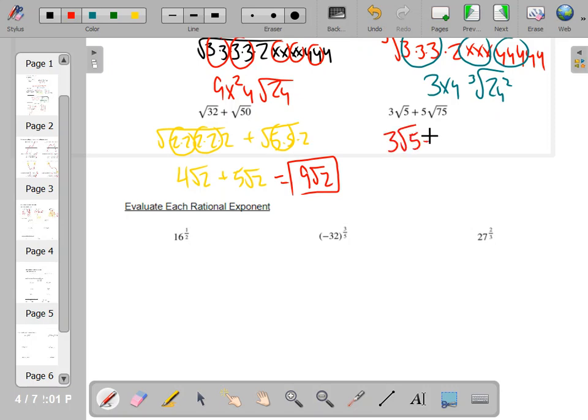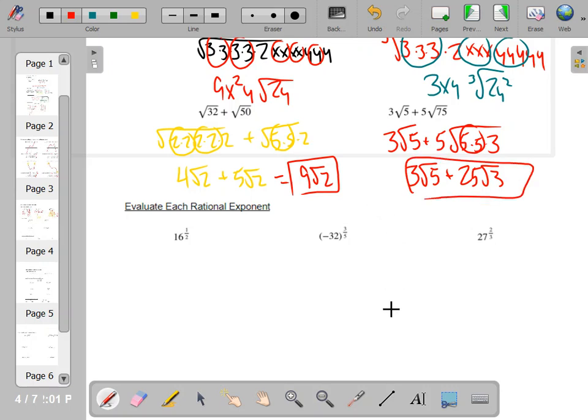3 radical 5 plus 5 times, that's 25 times 3. So 3 radical 5 plus 5, and you already have 5 of them, so 25 radical 3's. Multiply: 5 times 5 is 25.